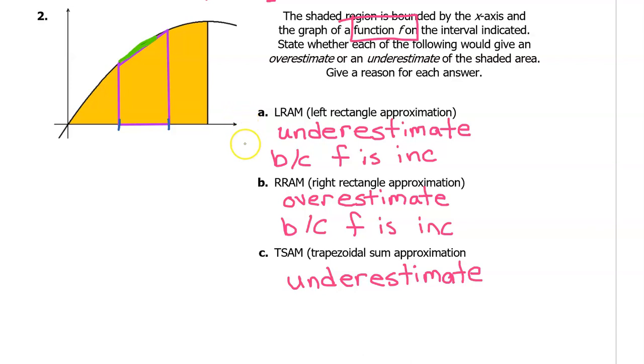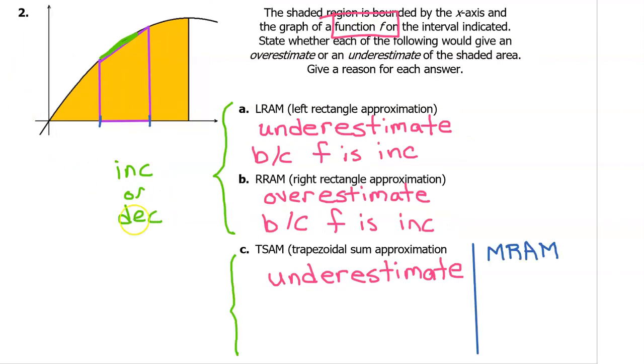So here's the part that you need to memorize. When it came to either of the rectangle approximation methods, when you wanted to decide if you have an overestimate or an underestimate, you had to look at whether or not the function is increasing or decreasing. When you are dealing with the other two approximation methods, TSAM or Mram, it's all about the concavity of the function. Is the function concave up, or is the function concave down on this interval?